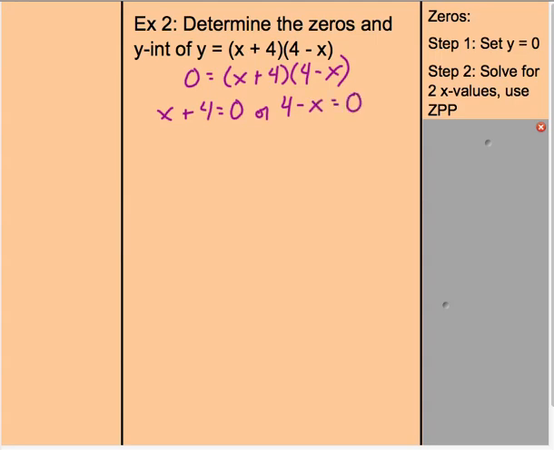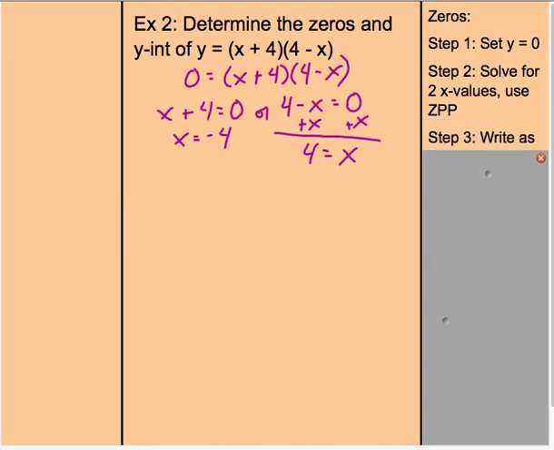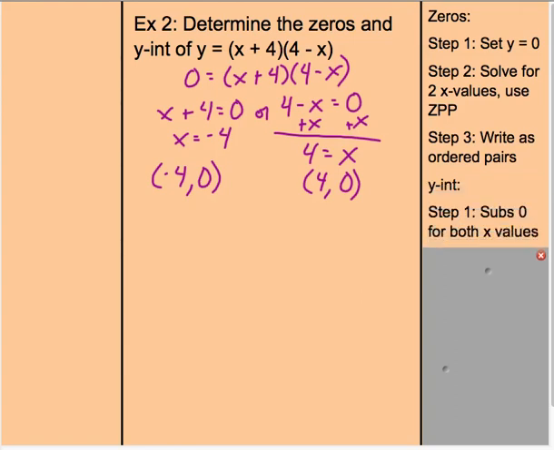Solving these equations, solving the equation on the left, I will subtract 4 from both sides. Solving the equation on the right, I'm going to add x to both sides because it's got a negative coefficient, so that's the fastest way to get this solved. All right, once we have our two x values, we will write them as ordered pairs, x value, y value, x value, y value.